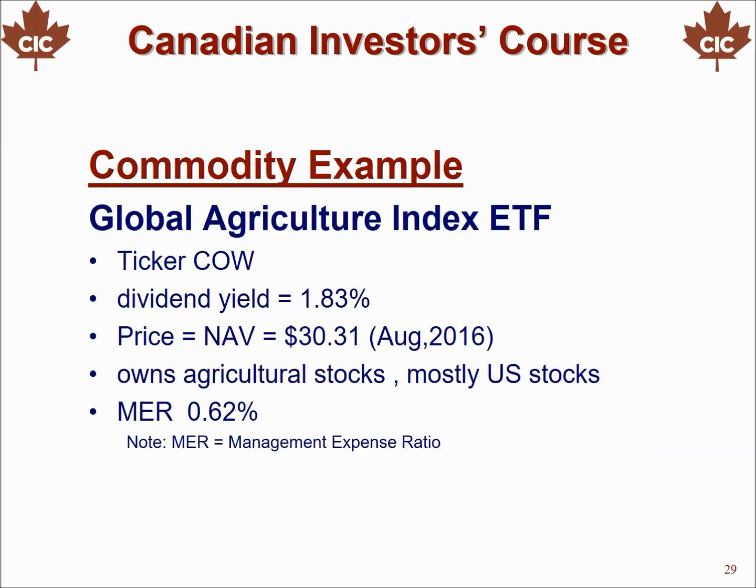Now let's look at a commodity example. The Global Agriculture Index ETF, ticker COW, dividend yield 1.83%. The price equals the NAV, because it's an ETF, is $30.31 in August 2016. They own a collection of agriculture stocks, mostly in the U.S. Very tiny MER, 0.62%.